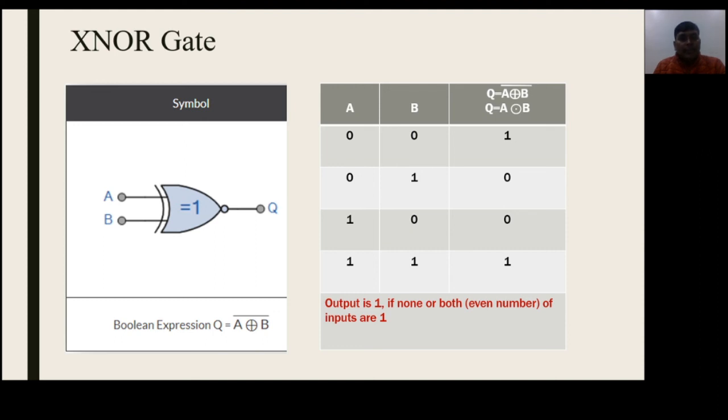And at the end, where 1 1, the number of 1s is even. Both the inputs are 1, so the number of 1s is even. Then only the output is 1. In all the other cases, the two center cases, 0 1 and 1 0, the output is 0.